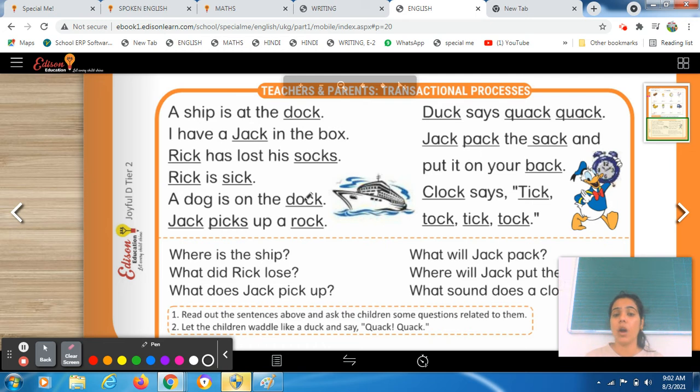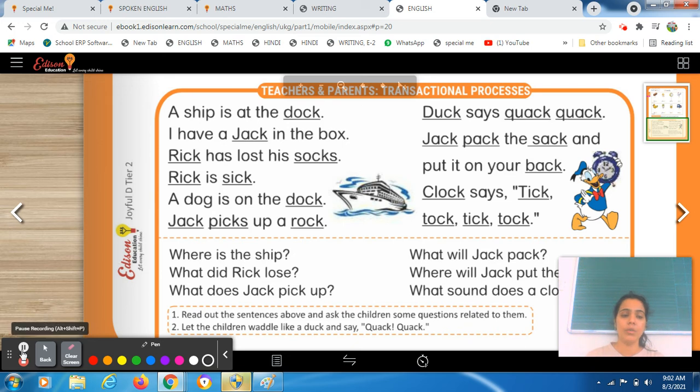Now the dog is on the dog. So Jack picks up a rock. Duck says quack, quack. How does the duck speak? I told you before, duck says quack, quack. Jack, pack the sack and put it on your back. Now the clock says, how does the clock say? Who will say? Ma'am, tick tock, tick tock. Very good. So students, you all have to read those sentences.